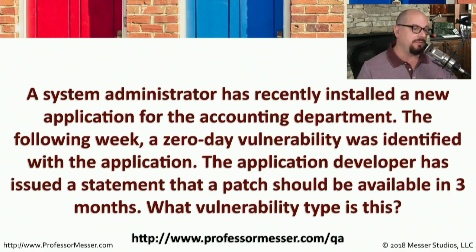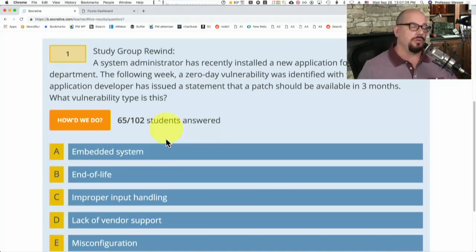If you go to professormesser.com/QA, you'll find this is a multiple choice question. A is embedded system, B is end of life, C is improper input handling, D is lack of vendor support, and E is misconfiguration. So you get to choose between A and E. If you look at A through E, we've got a number of people that have already answered D, lack of vendor support, 75% of you. All the other options were single digits. Well, there we go, double digits just appeared for A, embedded system. 7% said improper input handling, 5% said end of life, and 2% said misconfiguration.